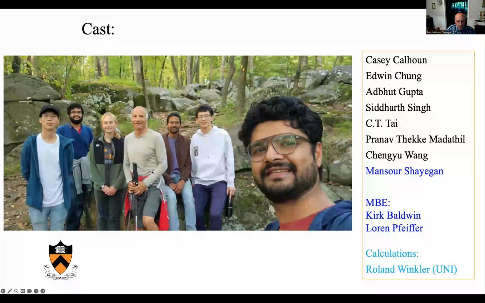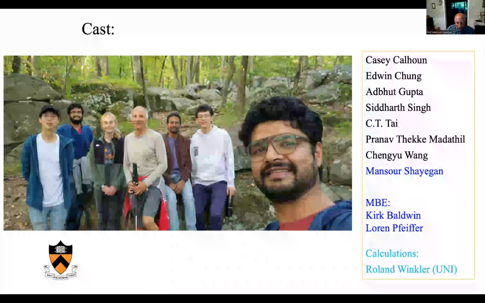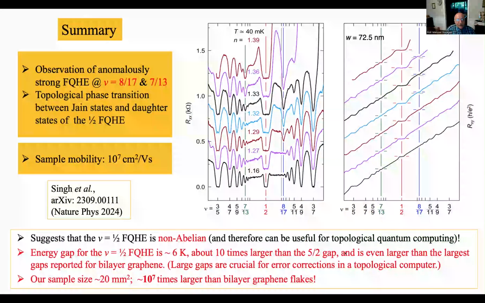The group I have here, you can see it here. The MBE is done by Loren Pfeiffer and Kirk Baldwin, and we have help from Roland Winkler for the calculation. So I'm going to just leave this here in case there are questions.